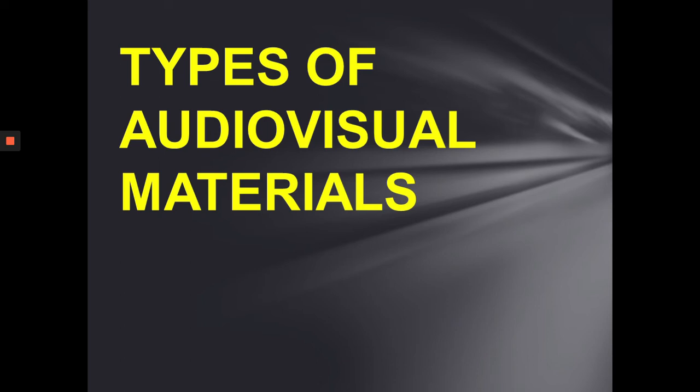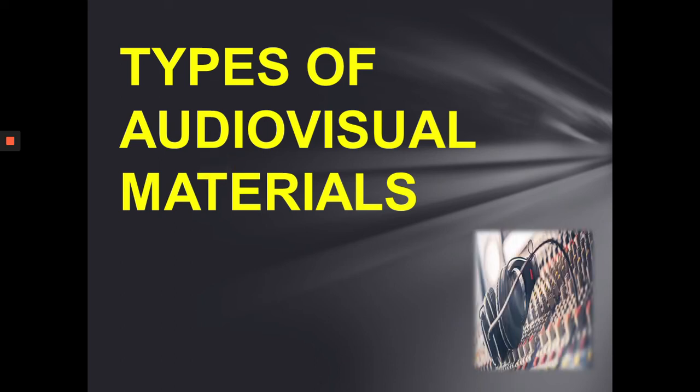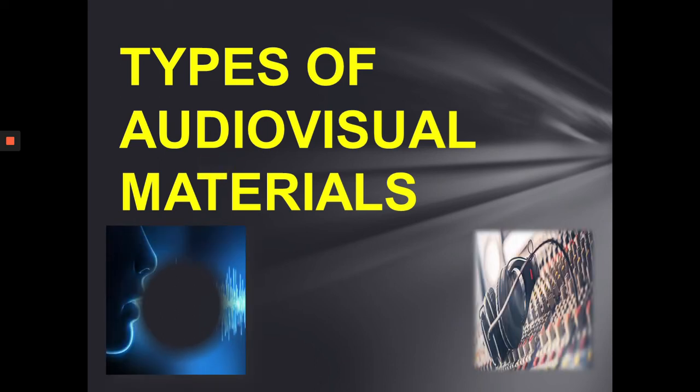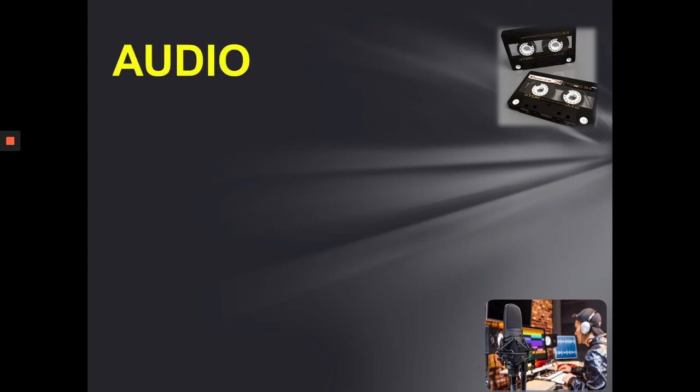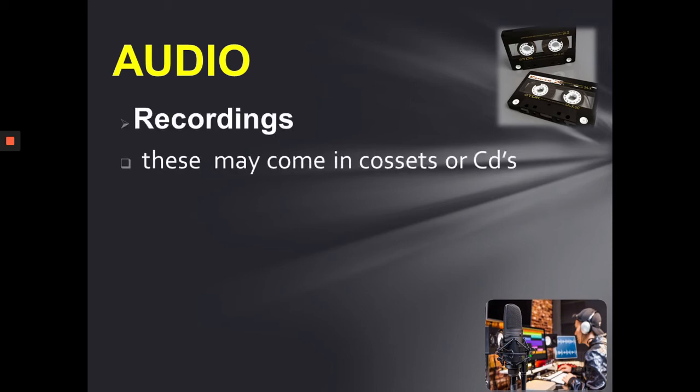Types of audiovisual materials. Audio. Audio is defined as anything related to sound in terms of receiving, transmitting, and reproducing its specific frequency. Under audio is recordings.